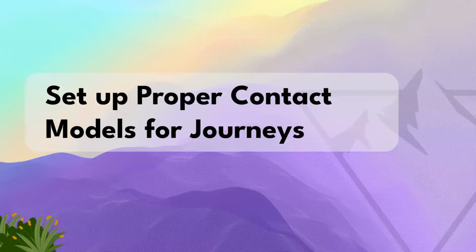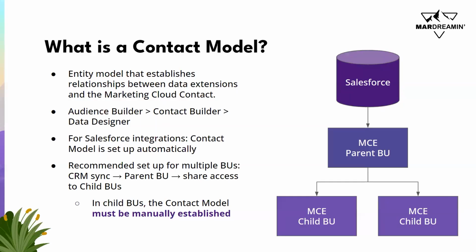Finally, I'm going to wrap up today by talking about setting up proper contact models for your journeys. What is a contact model? Well, it is an entity model that establishes a relationship between data extensions within Marketing Cloud. And it's all hinged upon what we call the Marketing Cloud contact. The Marketing Cloud contact is your subscriber, your contact from which all marketing engagement data flows, and to whom you are sending all of your marketing activity, I guess.